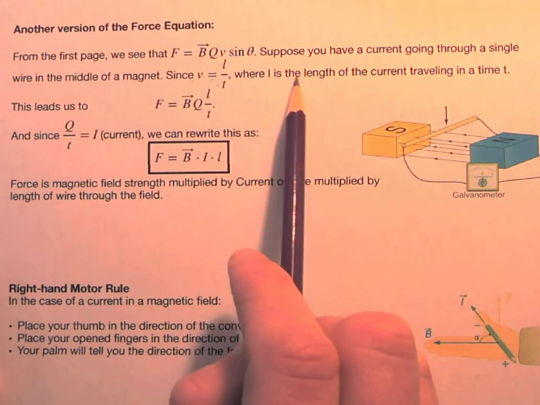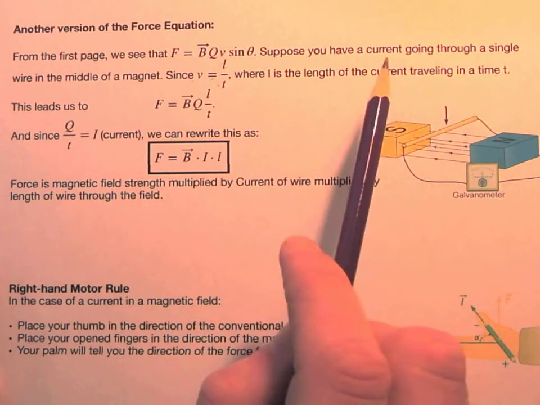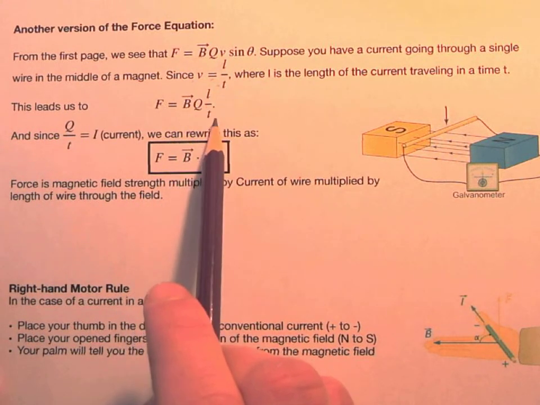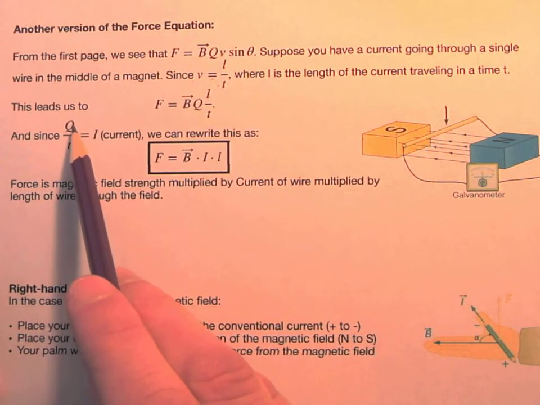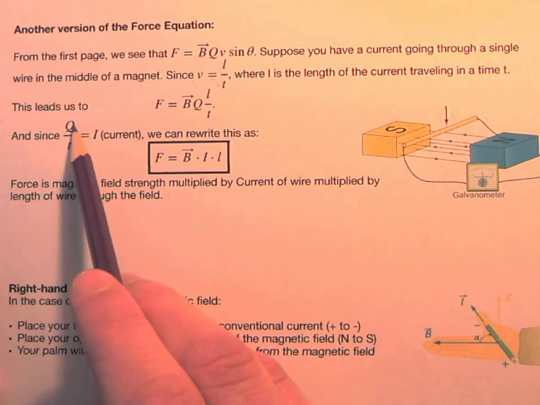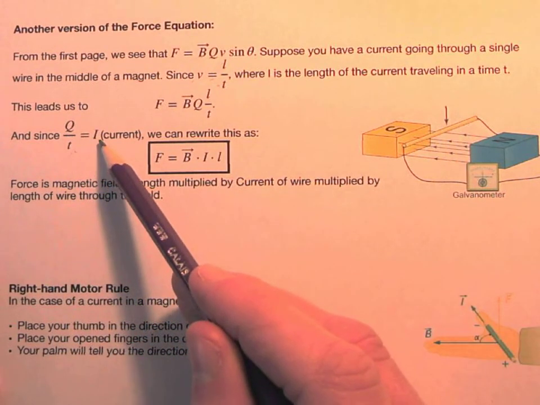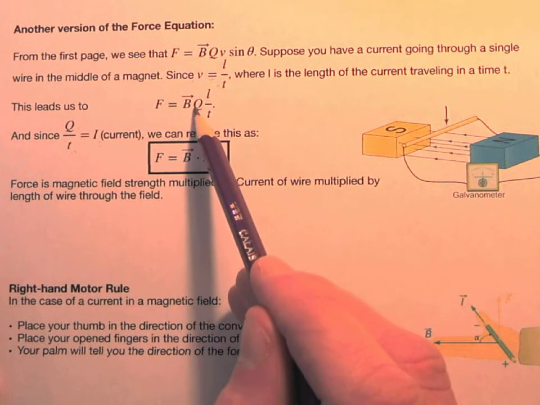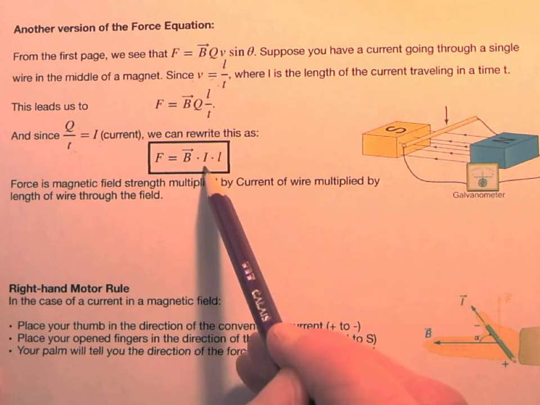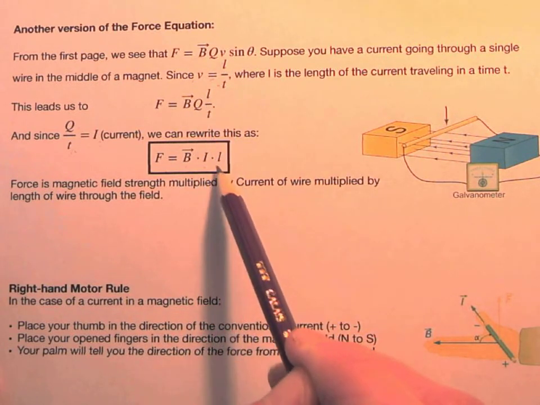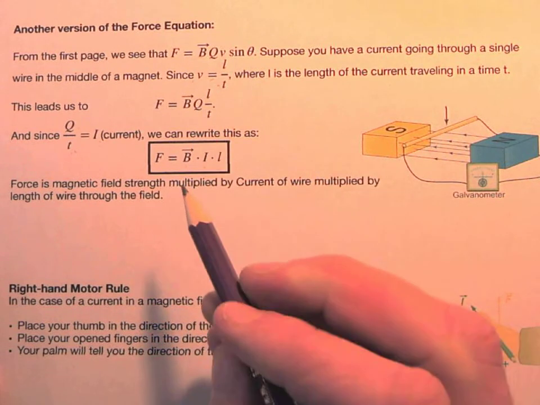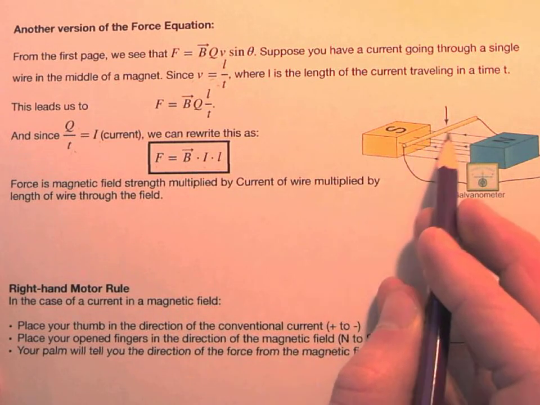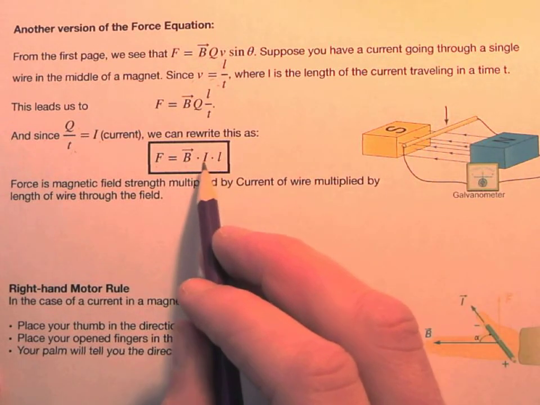L is the length of the wire, and T is the amount of time it takes to travel that distance. So this leads us to, instead of BQv, BQ L over T. Since charge over time is equal to current, because amps are coulombs per second, we can rewrite this as B, and instead of Q over T, we write I, and then the L is by itself. So now we can notice that F is equal to your magnetic field strength times the current going through this wire times the length of the wire, and you're also going to get the force that applies.